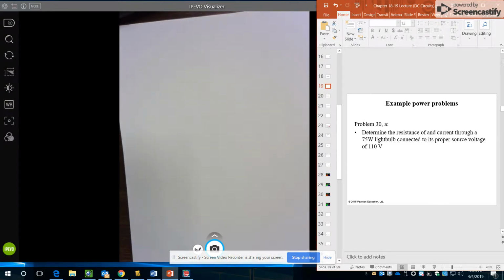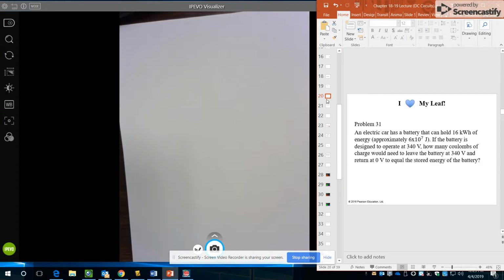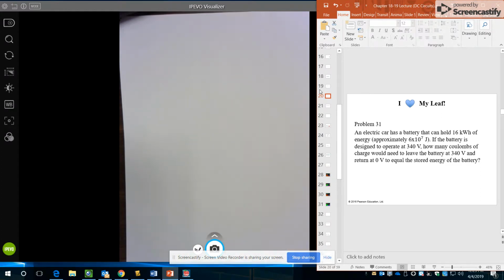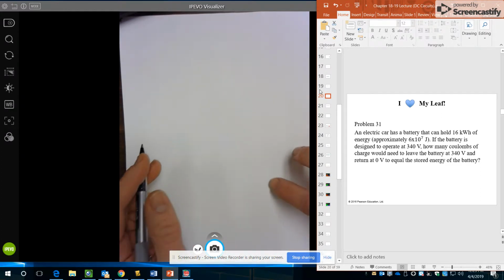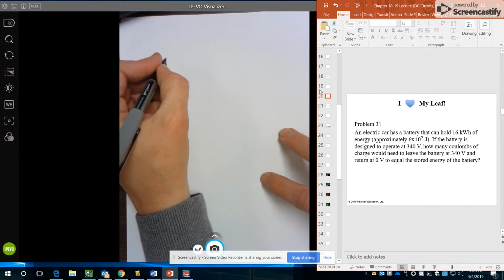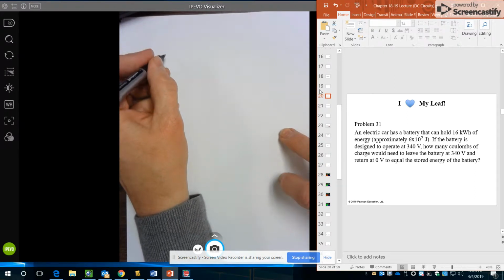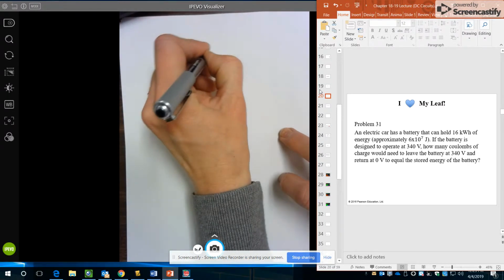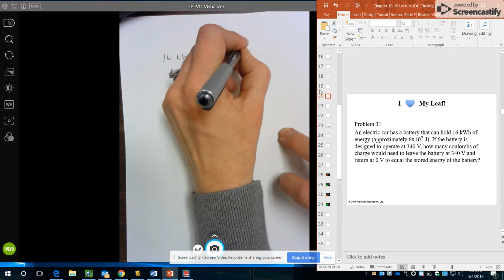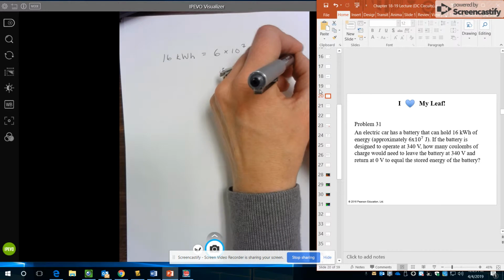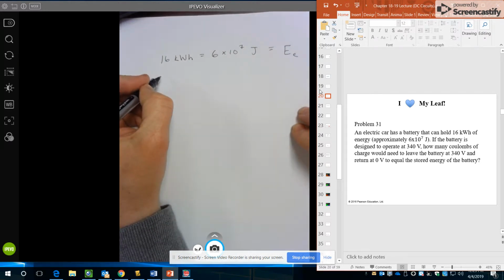Moving on to problem 31. An electric car has a battery that can hold 16 kilowatt hours of energy. So kilowatt hours sounds like power, but it's actually energy. 16 kilowatt hours is equal to 6 times 10 to the 7th joules. And so this is energy. It is specifically electrical energy, electrical potential energy.